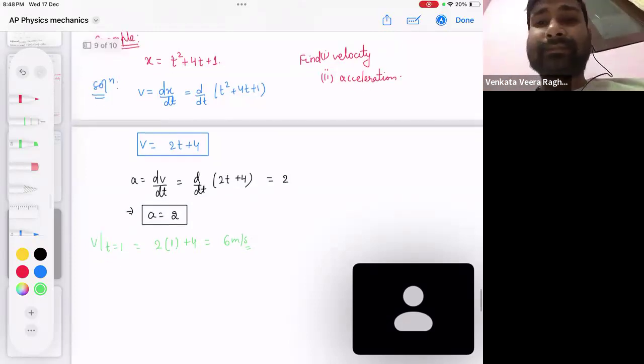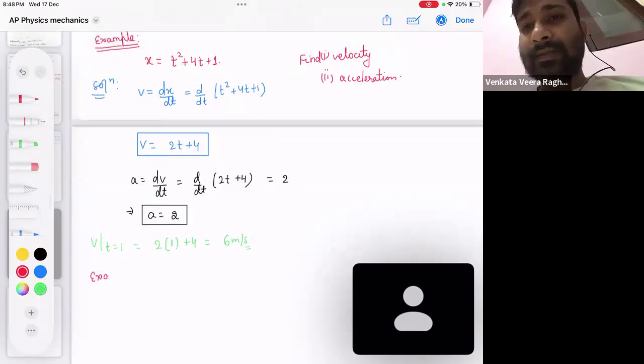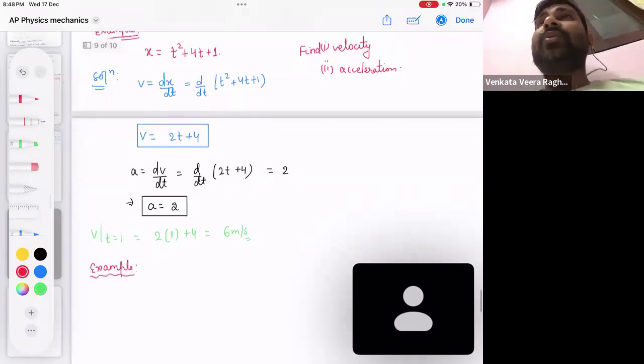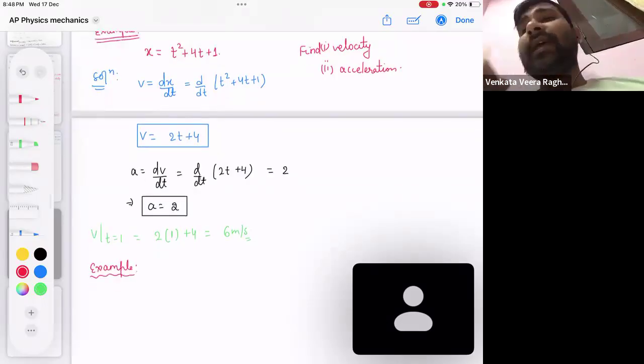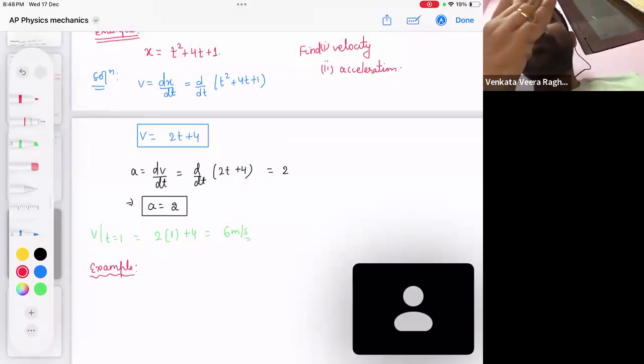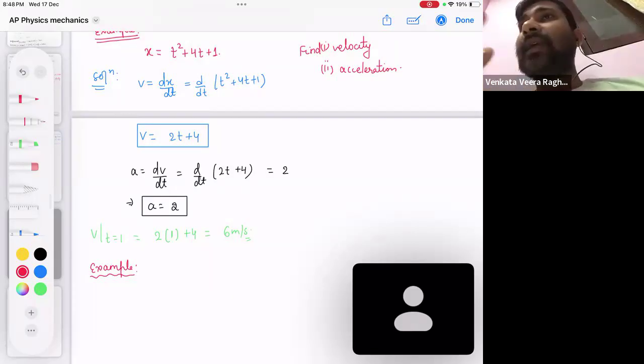Please tell me. So here position was given and acceleration they asked. So we moved in the forward direction. We differentiated position, got the velocity. Velocity we differentiated, we got the acceleration. Is that clear? Sometimes the opposite order will be given.